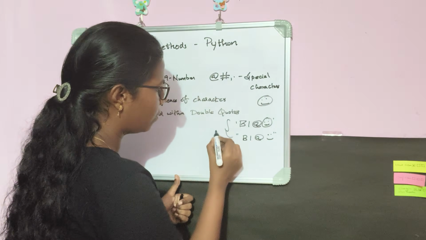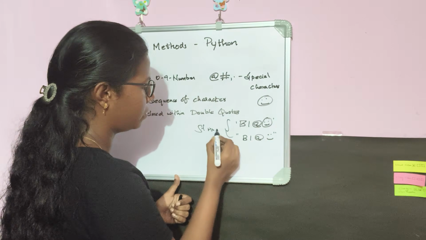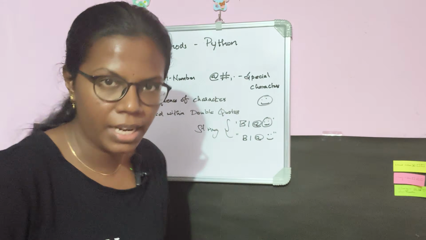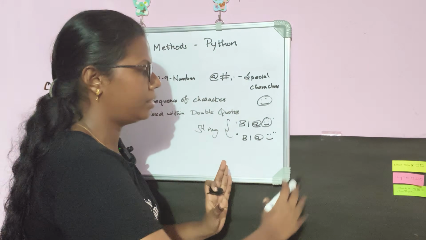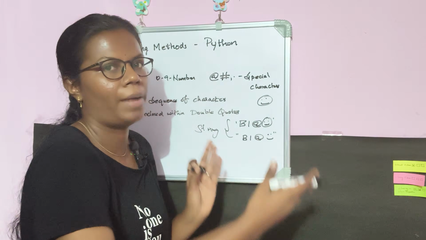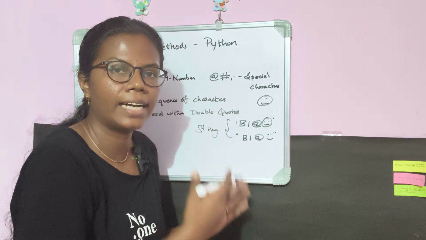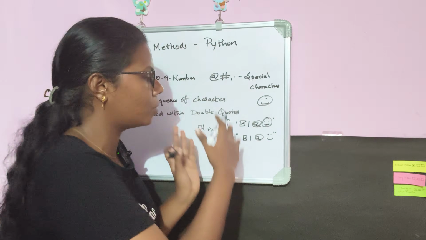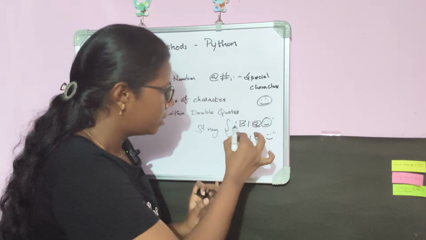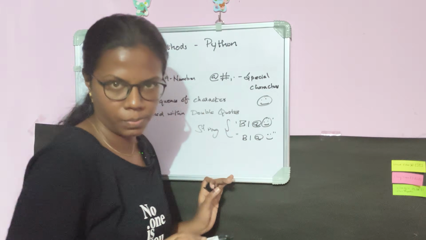Both are called a string in Python. What I mean is any characters that we arrange in a sequential manner, one after another, that is called a string if we enclose them with single quotes or double quotes.